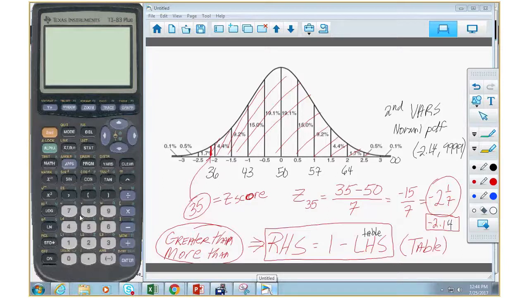So, second, bars. Was it normal CDF or normal PDF? PDF? We don't need to worry about that right now. I thought it was CDF. I thought I changed it. Did I change it to PDF?